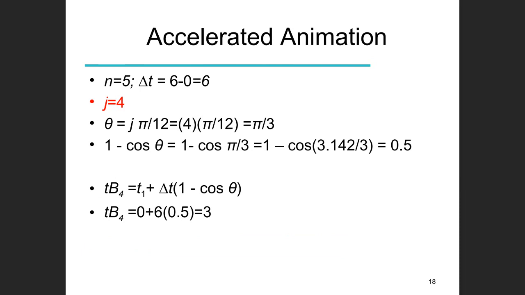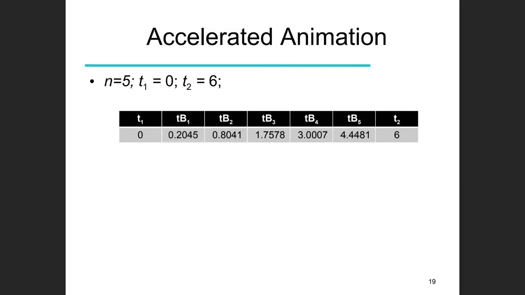0.5, and then we compute the time for the jth in between, which is the fourth in between frame, by using this equation t1 plus delta t 1 minus cosine theta. Every time we get the value of the 1 minus cosine theta, which we already computed from here. So we compute the time for the 4 in between, which is coming 3. Similarly, we are going to compute the time for the fifth in between frame.